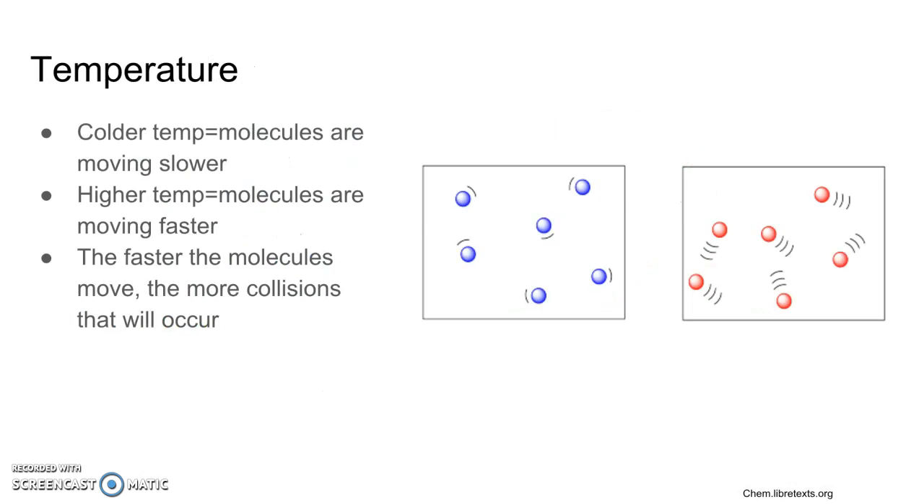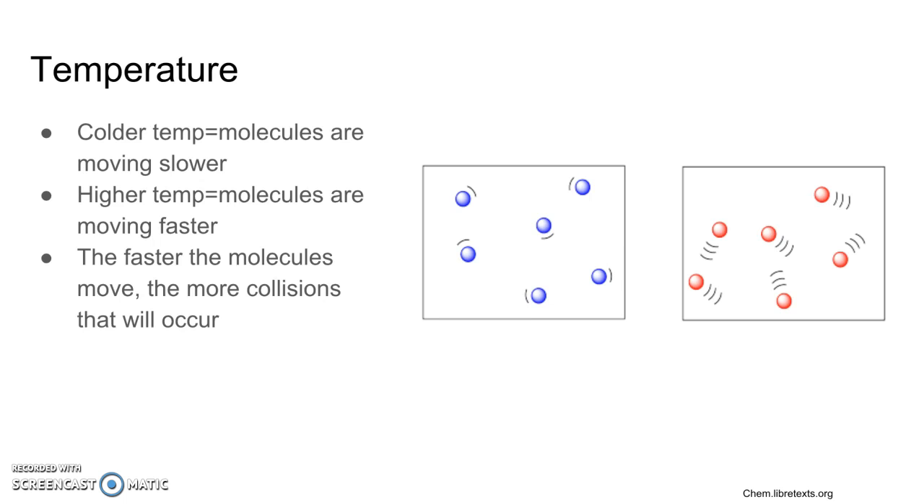All right, next one, temperature. Remember that at a colder temperature, your molecules are moving slower. It's shown in this little particle level diagram here. And then at a higher temperature, molecules are moving faster. They chose to show that by showing more wiggle lines behind the different molecules. Remember that the faster those molecules are moving, the more collisions that will occur. The more collisions that occur, the more successful collisions that occur, and the faster the reaction goes. So just keep that in mind.